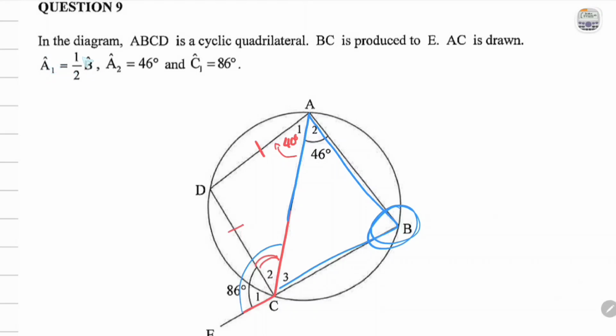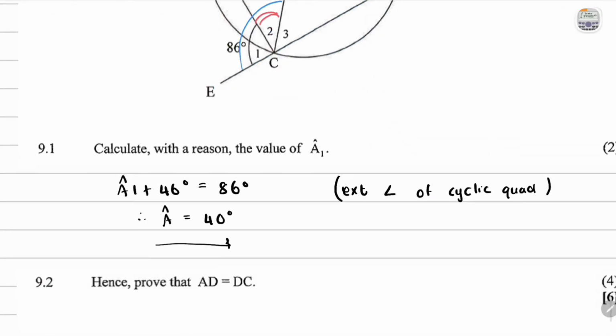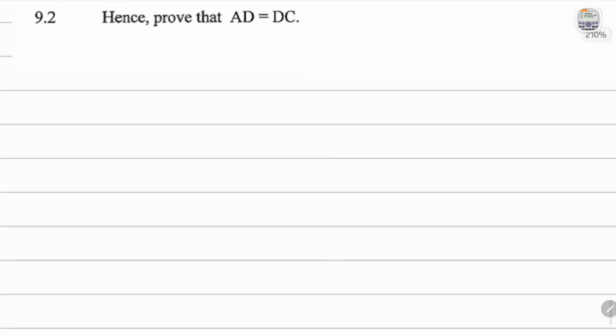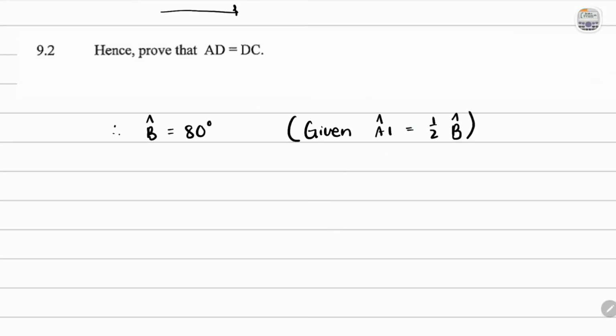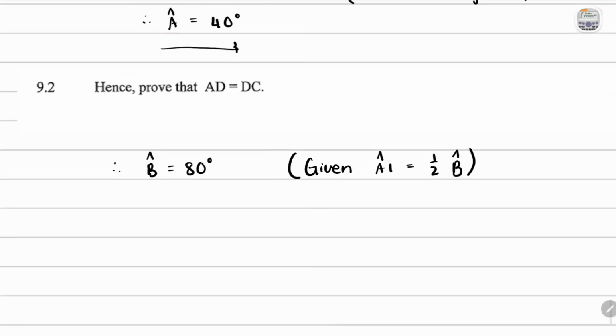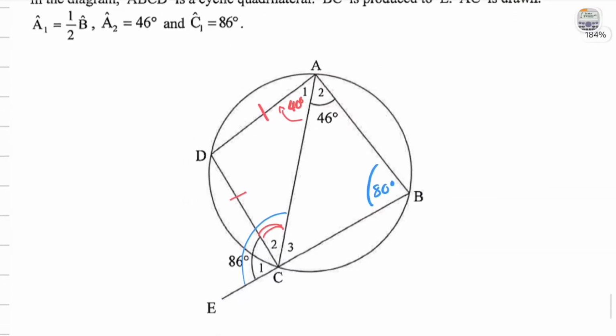They say angle A is equal to a half of angle B. Specifically, they said angle A1 is equal to half of angle B. So we have that. Angle A1 is 40 degrees. If angle A1 is 40 degrees, then it means that angle B must be 80 degrees. Okay, so let's put that down. Angle B is therefore equal to 80 degrees. Okay, so we can just tell them, given that A1 is equal to half angle B, so we know that that is 80 degrees.